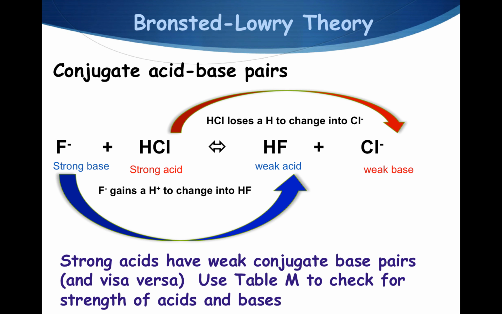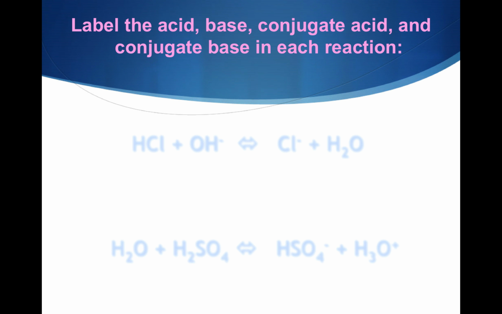It's important to note that you don't have to have strong acids and strong bases on the same side of the arrow, or weak acids and weak bases on the same side of the arrow. Sometimes you can have a strong base and a weak acid, or a weak base and a strong acid. Let's look at two more examples.